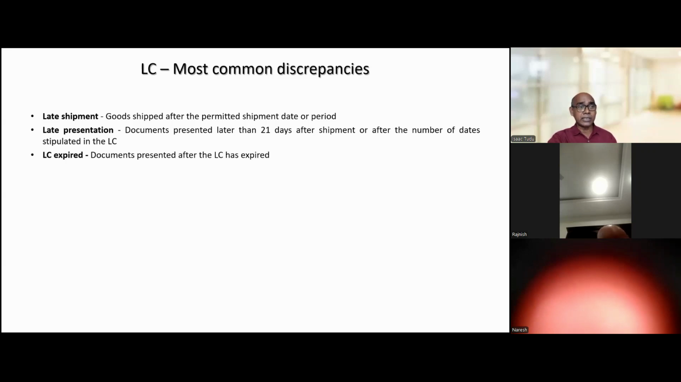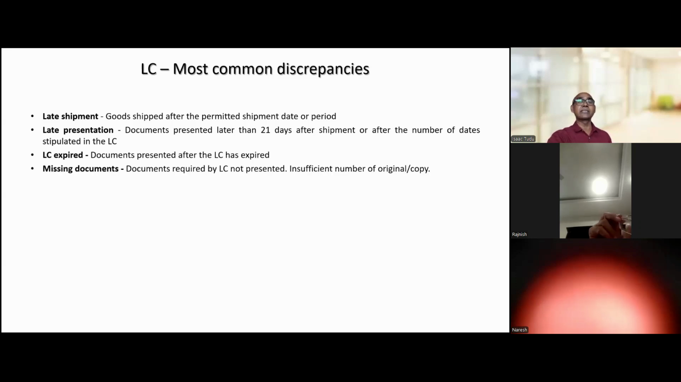The carrier or CHA agent has already taken the goods, but shipped on board is yet to take place. Bill of lading has not been received. You are telling the guy, boss, the latest shipment date is 30th June, but for any reason that guy is not able to do the shipment before that. So those things are genuine problems. Missing documents. An inspection certificate was asked, but we were not able to present it.